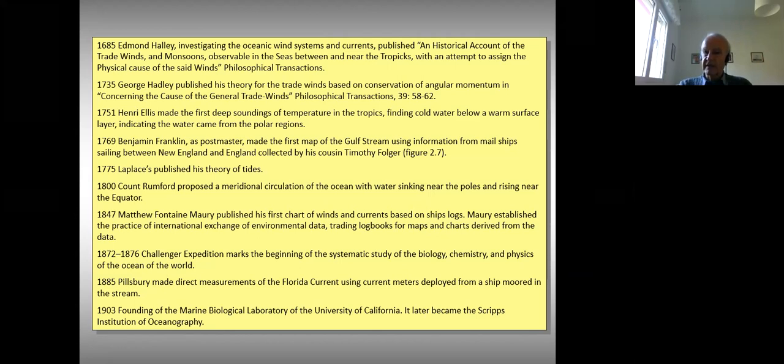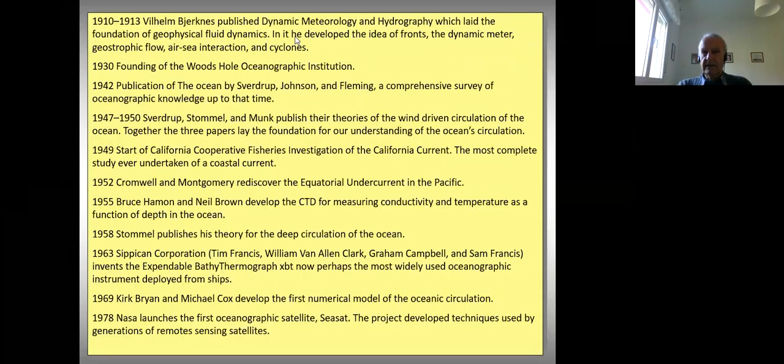So these measurements started earlier, because a lot of tidal measurements also started very early. In the late 18th century, Laplace published his theory of tides, because this is something where you don't even have to go to the ocean; you stay at the coast and see the tides. This is the famous William Bjerknes, dynamic meteorology and hydrography. The famous Woods Hole Oceanographic Institution was founded in 1930, and so forth.